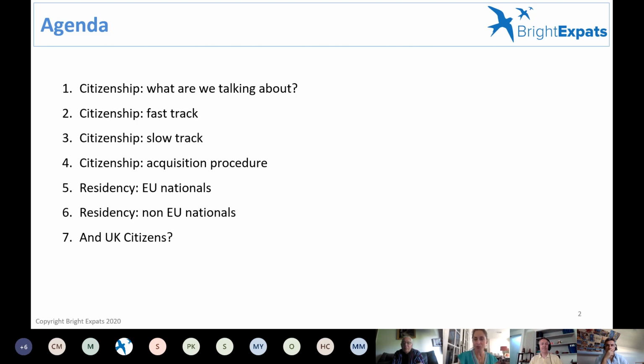When we have closed that chapter, we will go to residency. Residency, what does that mean for EU nationals? What does that mean for non-EU nationals? I also would like to specify upfront that for all questions related to citizenship or residency for UK citizens after Brexit, we will have a session dedicated to that topic on the 18th of June in the same format, which will be given by Massimo Maassen.